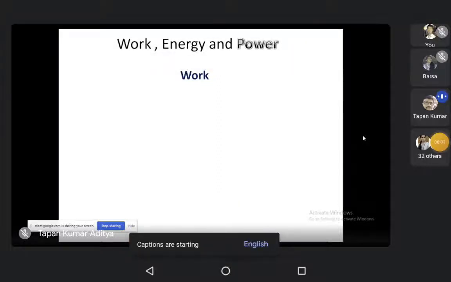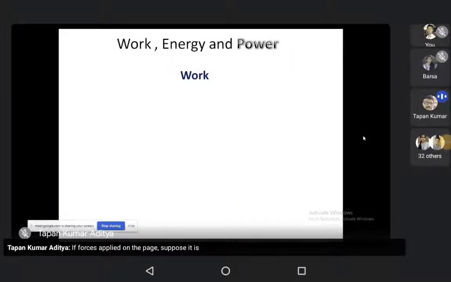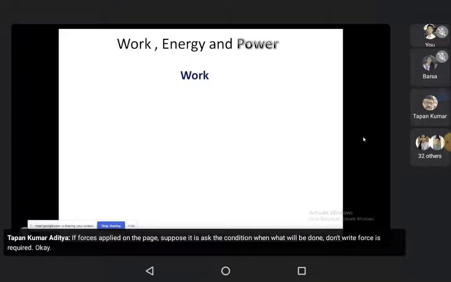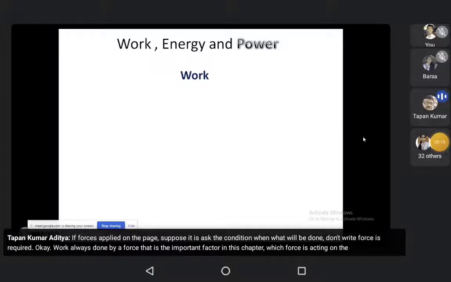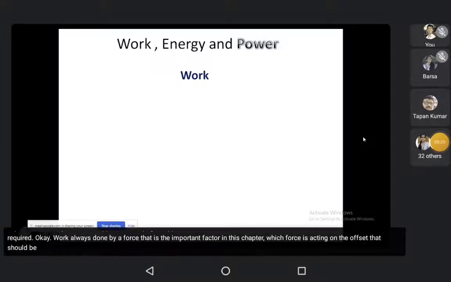Force is applied on it. Suppose it is asked the condition when work will be done: force is required. Work is always done by a force. That is the important factor in this chapter. Which force is acting on the object should be identified.